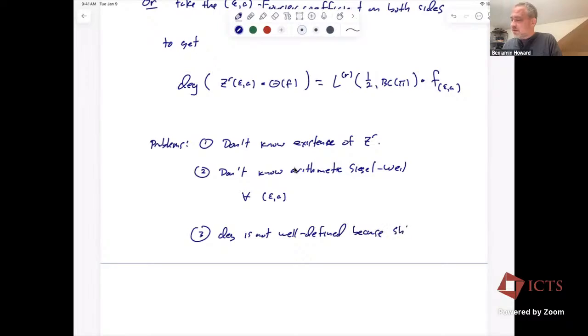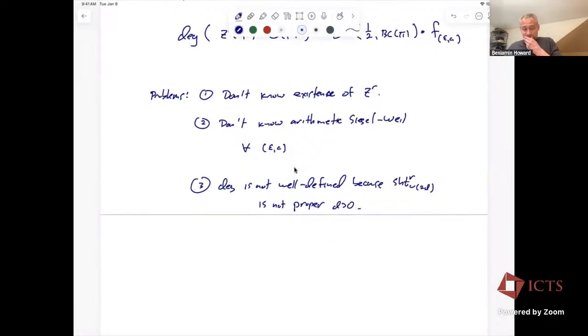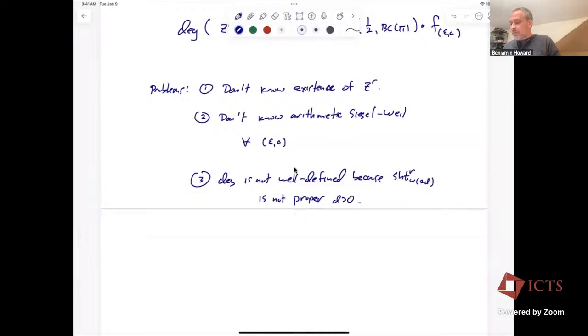Because this moduli space of U2D Shtukas is not proper. As soon as 2D is greater than 1, so it's not proper for any D. Wow.